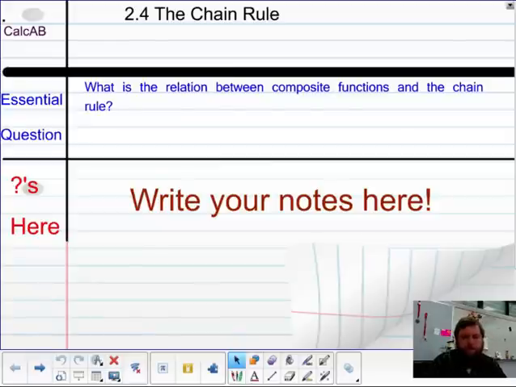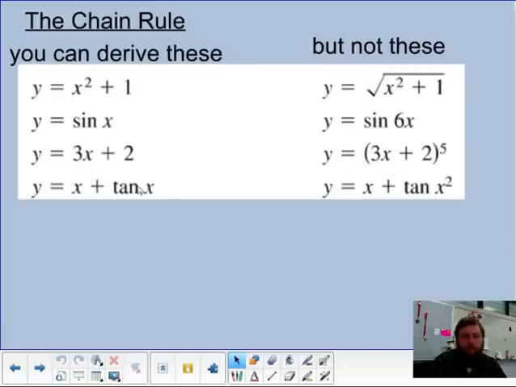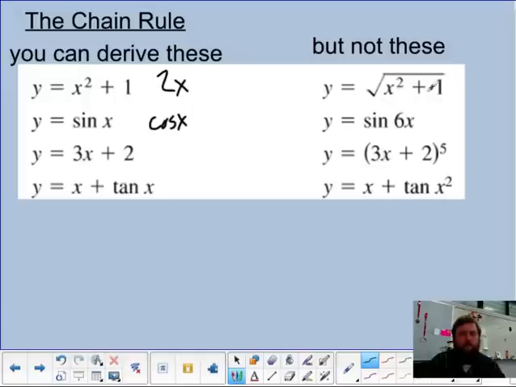Let's begin. You've seen derivatives like this on the left before. We know how to find derivatives, like this is 2x and this is cosine of x and so on. But you haven't seen them like this. You don't know how to derive these. It's like sine of 6x. You can do sine of x, but how do you do 6x? And that's what we're talking about today.